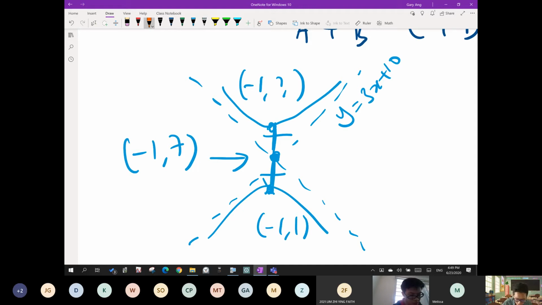Pay close attention, okay? You know that this is at 1. This is at 7. This gap is 6. If you know that this gap is 6, this gap has to be 6. And therefore, this point, this question mark that I drew up here, has to be 7 plus 6, which is 13. You got your third point.